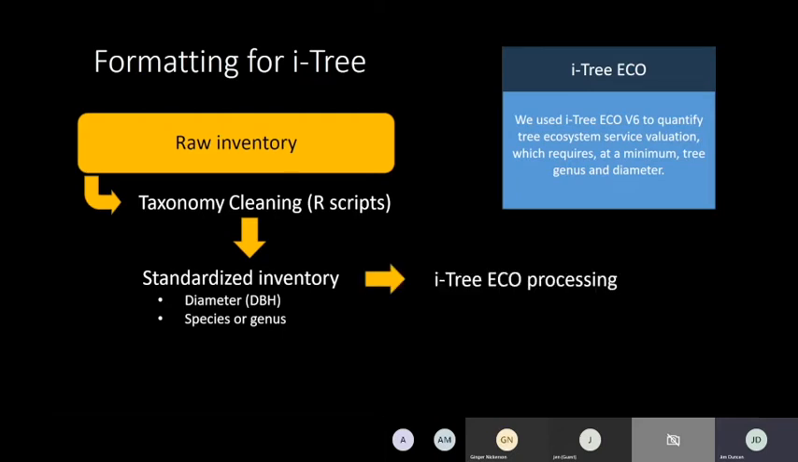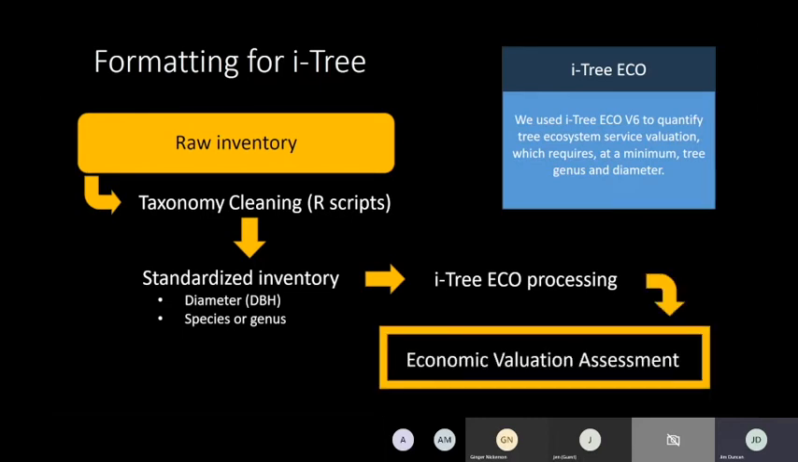And then we submitted it through iTree Eco. And if you haven't used iTree Eco before, generally you have to provide information about where the inventory took place because it'll use local weather station data and local pollution data to tailor the estimates of the services. And then it does the processing based on location information, your weather, and the tree inventory to produce an assessment of economic evaluation. And that's where we were trying to get to for each of these inventories. So we did this process for the 88 that we could use.